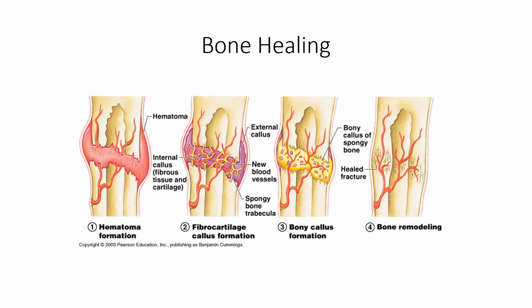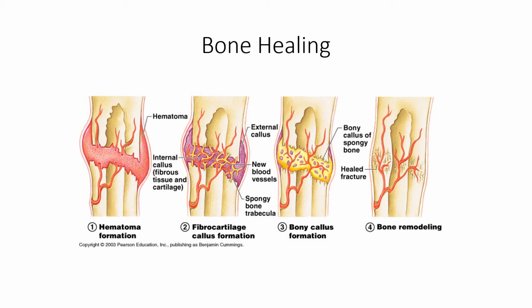When a bone is broken or fractured, the first thing to happen is a blood clot will form. That blood clot is called a hematoma. The hematoma allows for new healing agents to come into the area, and also at this time we start to see white blood cells move in to remove some of the dead tissue.